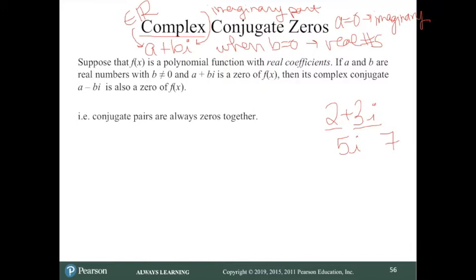Suppose that f of x is a polynomial function with real coefficients. If a and b are real numbers and b is not 0, and a plus bi is a 0 of f of x, then its complex conjugate, a minus bi, is also a 0 of f of x. So the conjugate means that the imaginary part switches signs. A plus bi and a minus bi.